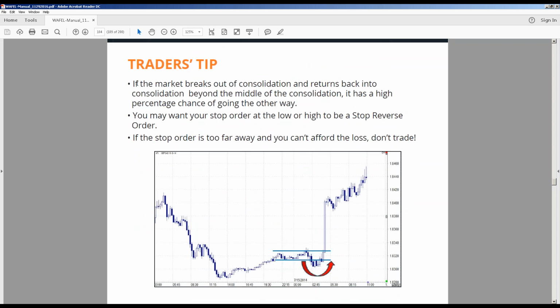Right, here we get to the first one. If the market breaks out of consolidation and returns back into consolidation beyond the middle of consolidation, it has a high percentage chance of going the other way. So there we can see the market consolidated, then broke out of consolidation, moved right back inside consolidation, and then moved the other way.